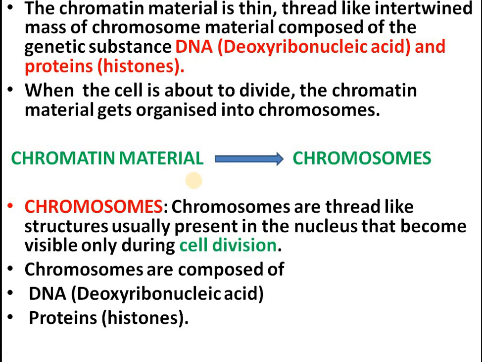So, what is chromatin material? It is just a thread-like intervening mass of chromosomes. It is present in the form of threads intervened together. But when the cell division takes place, this chromatin material will condense to form chromosomes, and chromosomes are only visible during cell division. So what are chromosomes? Chromosomes are thread-like structures usually present in the nucleus that become visible only during cell division. And chromosomes are made up of DNA molecules, that is deoxyribonucleic acid, and proteins, histones.